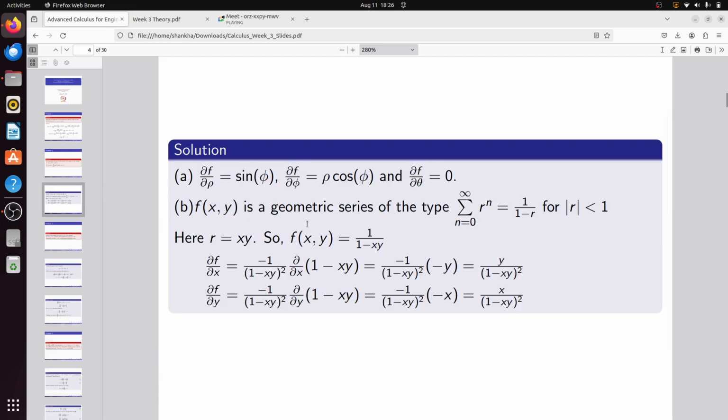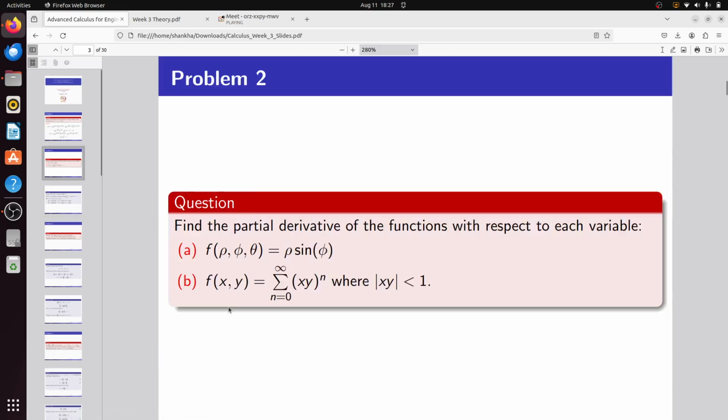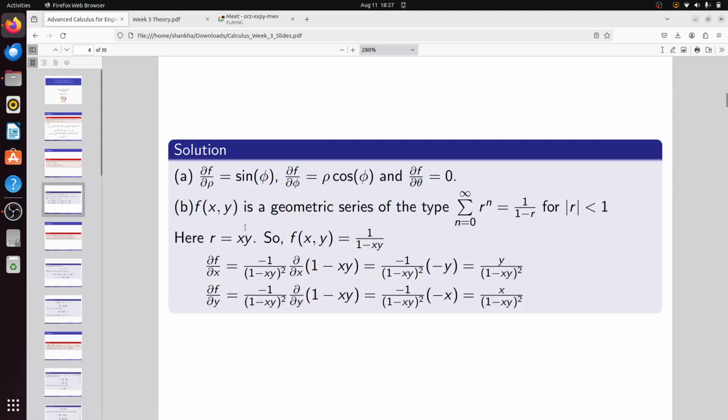So f(x,y) is actually, look at this series, a geometric series, right? There is no confusion regarding this. Now f(x,y) is a geometric series of the type sum n equals 0 to infinity r to the power n equal to 1 by 1 minus r for modulus of r less than 1. So here r equals xy, so f(x,y) equals 1 by 1 minus xy.